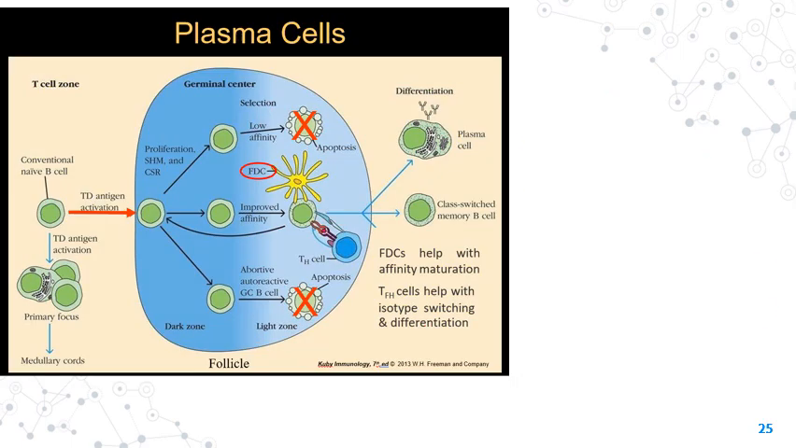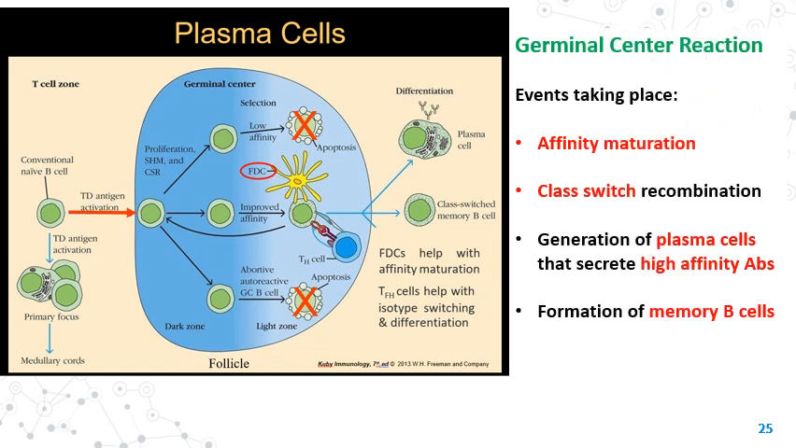So let me see what else is important here. So what is happening in the germinal center? You're going to have affinity maturation. You're going to have class switching, okay? And you're going to generate those plasma cells that are better than the original plasma cells that you generated. So the plasma cells with high affinity are going to be formed there.